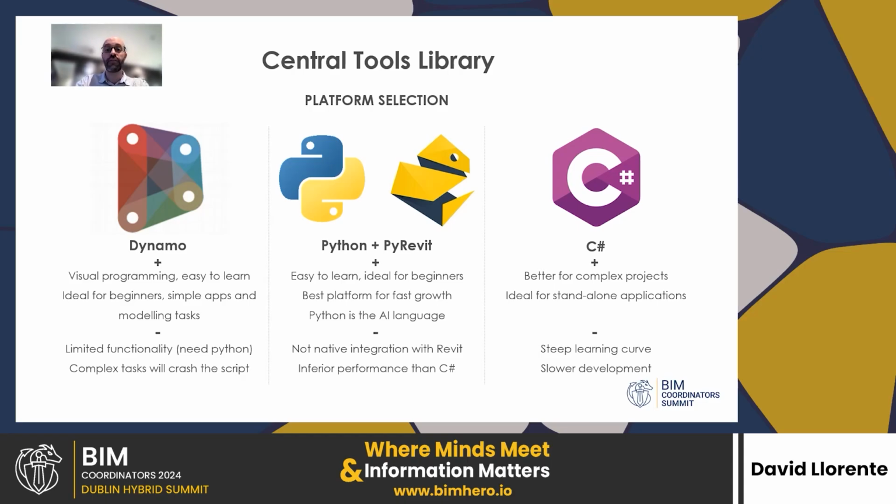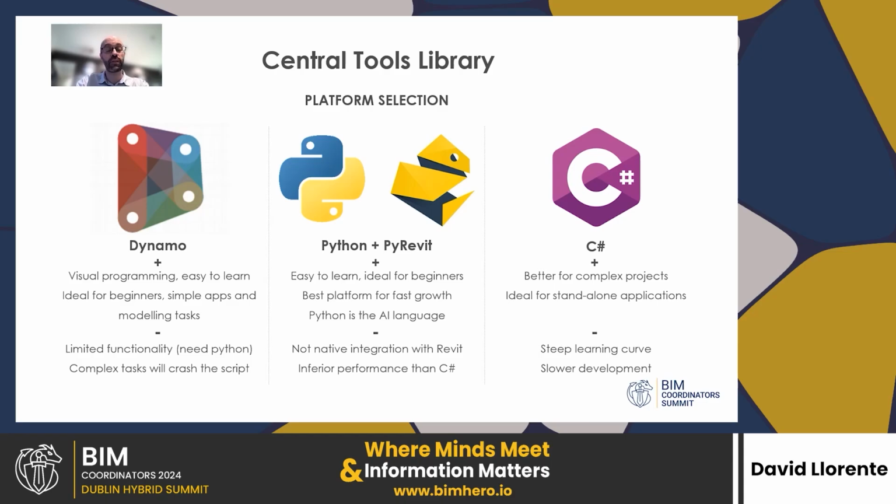Python and Revit is a flexible solution. It's easy to learn and it's ideal for beginners and to grow fast. In addition, Python is the artificial intelligence language, which means it will become more and more popular in the future. The issue is that it's not natively integrated with Revit, and the performance for big amounts of data is a little bit inferior to C#. And C# is the best option for complex projects and ideal for standalone applications, especially if you look for commercializing the tools that you create. The problem is that it's much more complex and more difficult to learn.